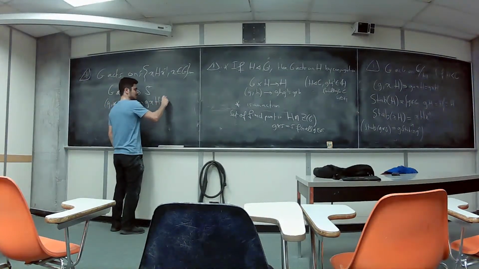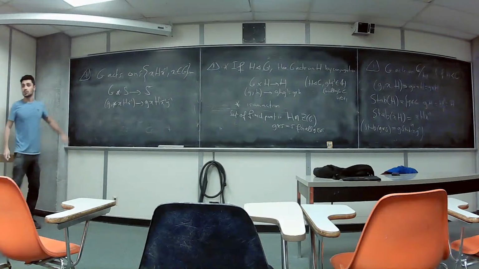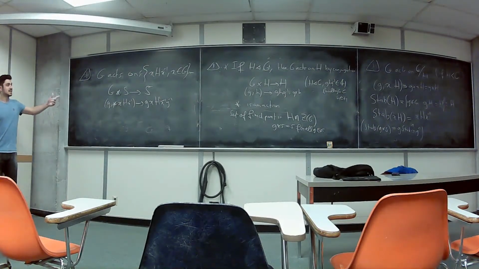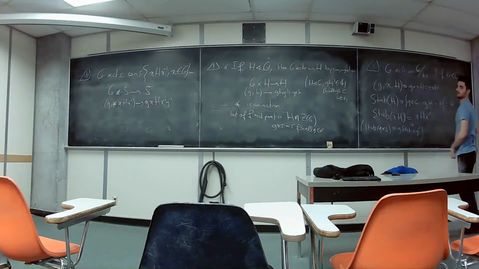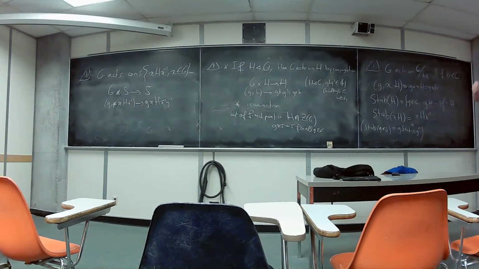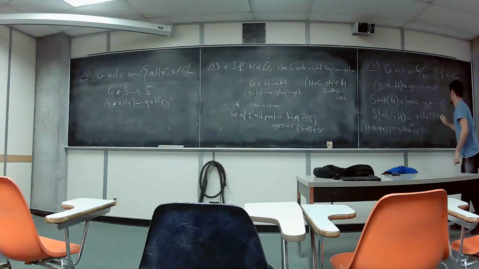So we've seen this before, right? What can I say about this action? This action is transitive. What does transitive mean? You should be able to tell me what transitive is. What is related? You can reach it from g, right? g star something. Very good. So how many orbits do you have? You have only one orbit, which is the set S. This action is transitive.